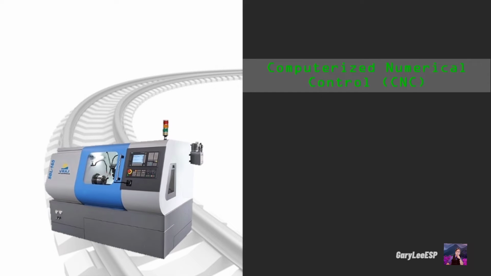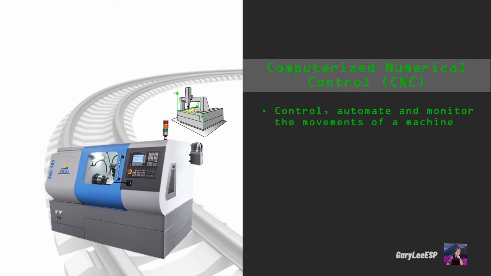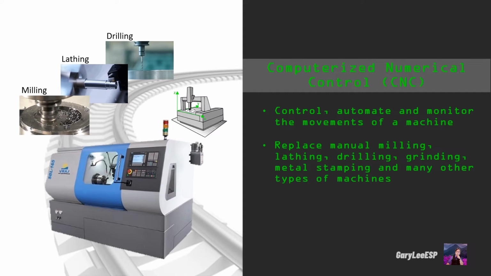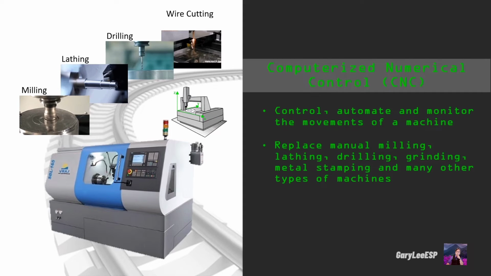Computerized numerical control, CNC. It takes in digitized data from a computer and a CAM program that is used to control, automate, and monitor the movements of a machine. It is mainly used to replace manual milling, lathing, drilling, grinding, metal stamping, and many other types of machines.